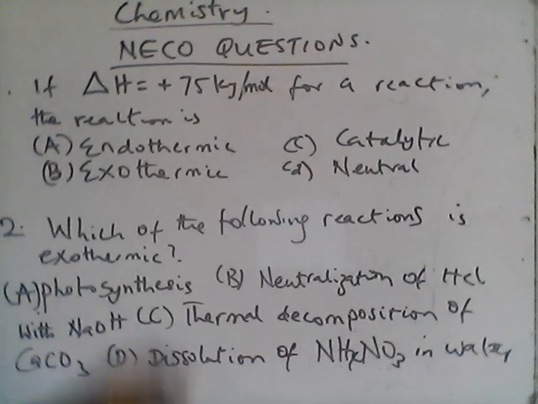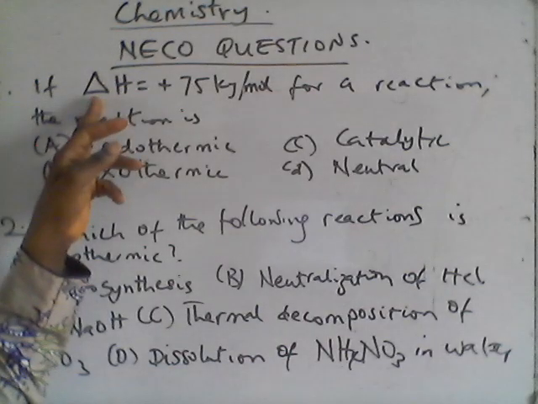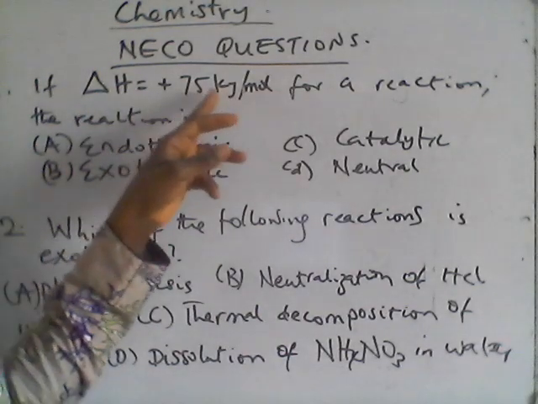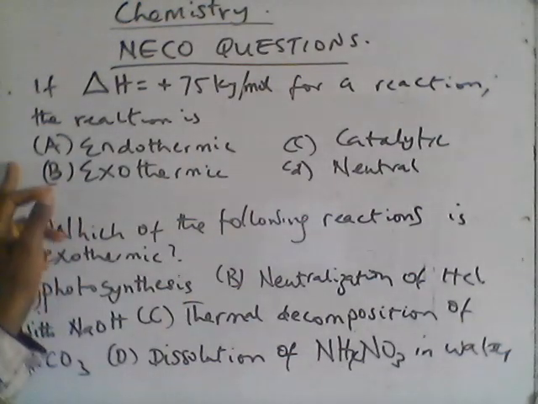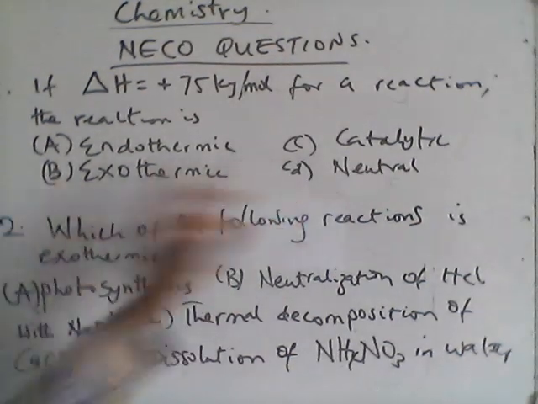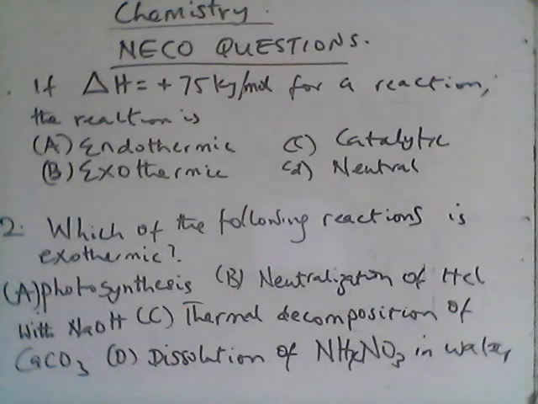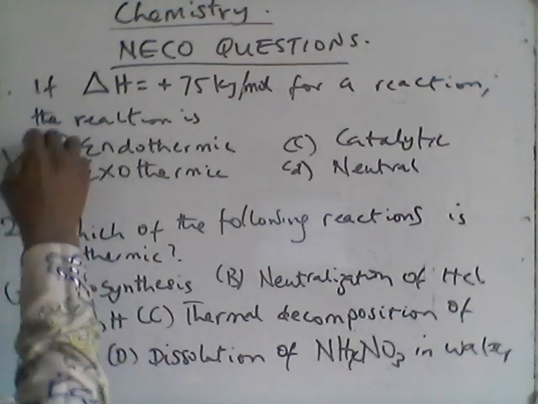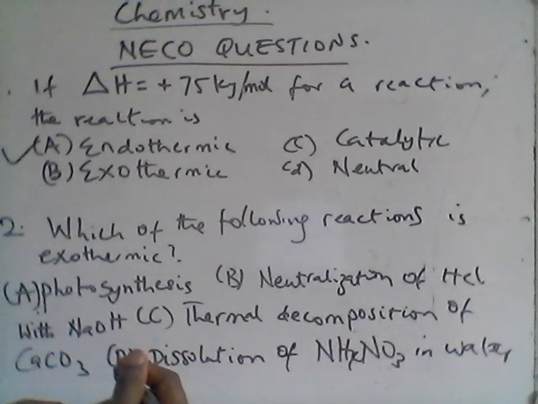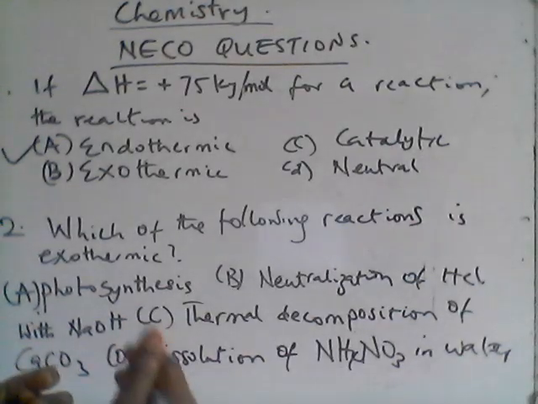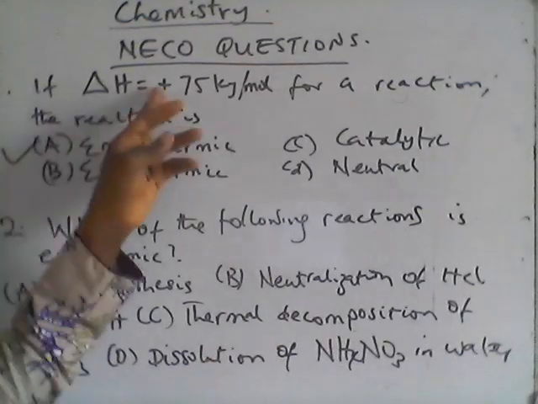Okay, so I have a NECO-style question on the board. The first one says: if the change in enthalpy is equal to plus 75 kilojoule per mole for a reaction, the reaction is A, endothermic, B, exothermic, C, catalytic, and D, neutral. Now from what we have discussed, the answer is A, endothermic. Why? Because it is a reaction that absorbs heat energy, so the energy inside is hotter than the one outside. So the enthalpy change is positive.